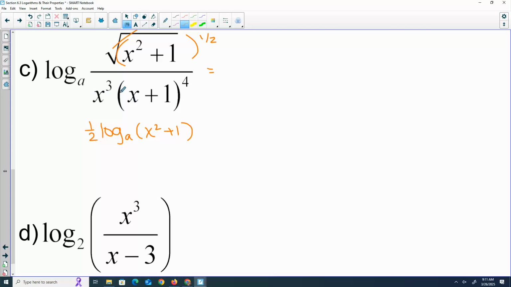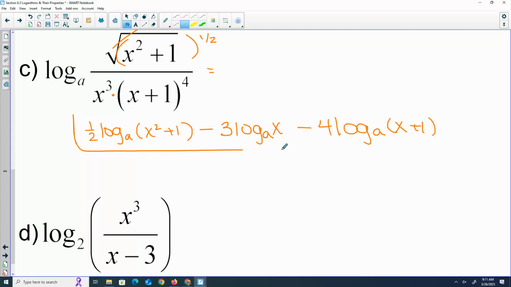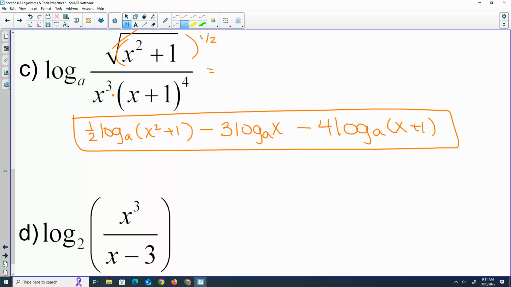All right, both of these things are on the denominator. So yes, they're multiplied, but since they're on the denominator, we will end up subtracting both of them. So you have log base A of x cubed, so the 3 would come down in front. This is also on the bottom, so I'm going to subtract log base A of x plus 1 to the 4th, so the 4 comes down in front. And that will be our final answer.